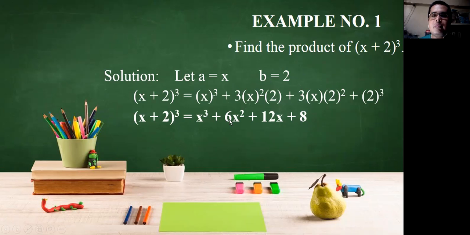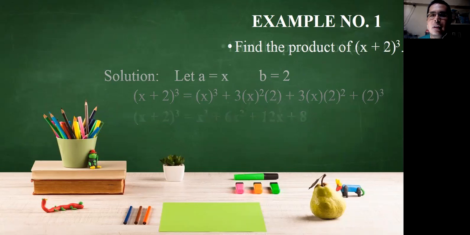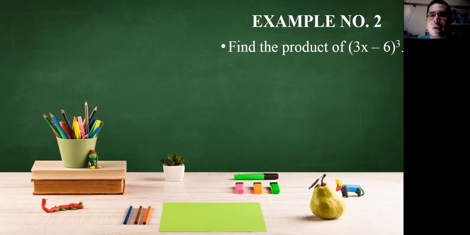Okay, do you have any questions? Let's proceed to our second example. We're going to find the product of (3x minus 6) raised to the third power. Same solution, but since it's 3x minus 6, here you're going to use (a minus b) raised to the third power. Let's use it in our example. We let a be 3x and b equal to 6.